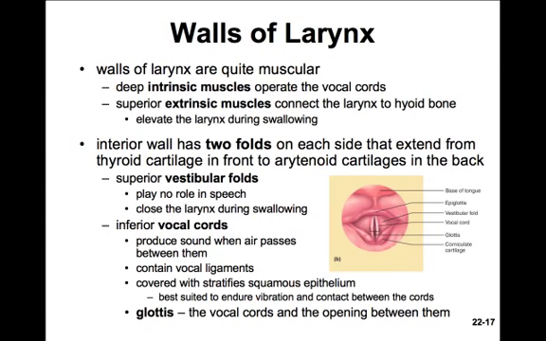They contain the vocal ligaments. They're covered with stratified squamous epithelium, which is best suited to endure the vibration and contact between the cords as they produce sound. The glottis is the space. It's the hole through the middle of these vocal folds. Hence the epiglottis, on top of the glottis, being the flap that covers this hole.